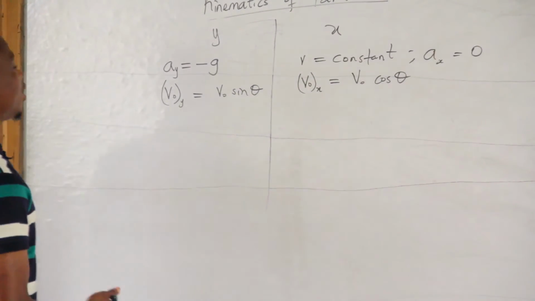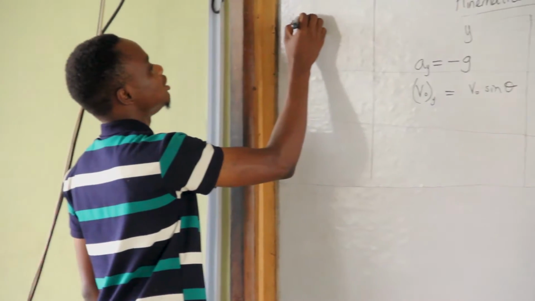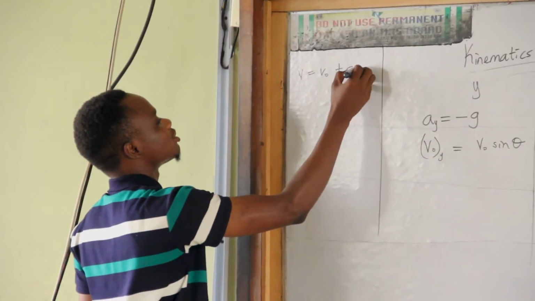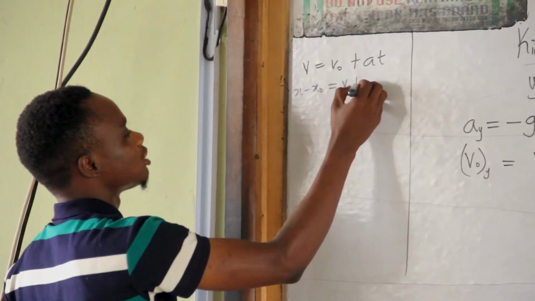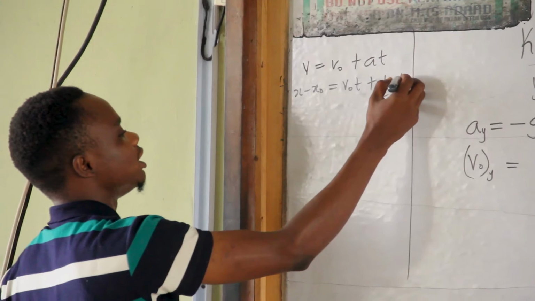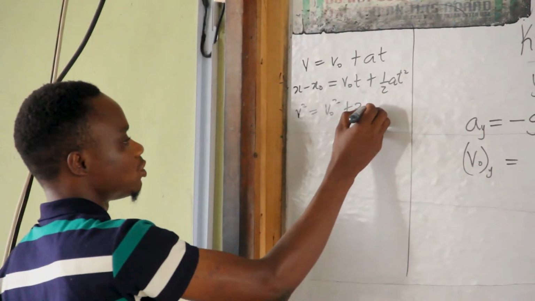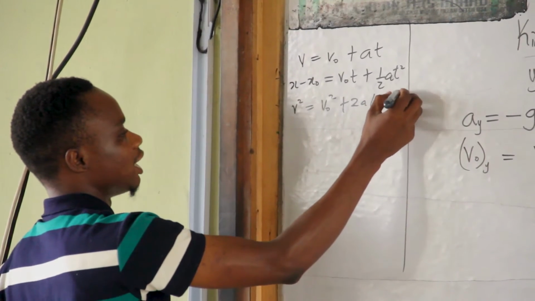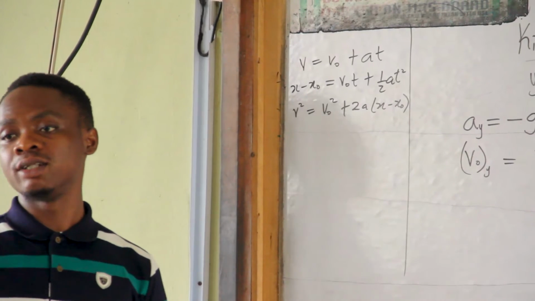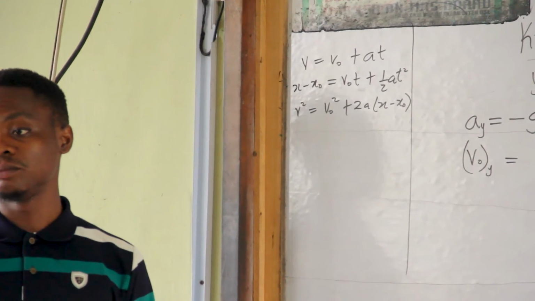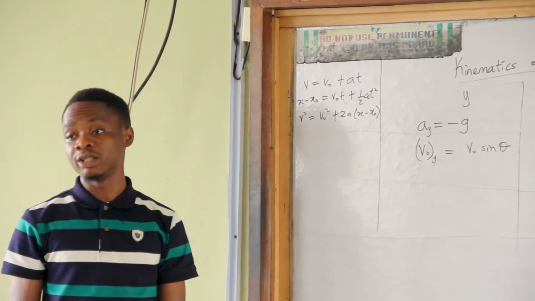You will recall that for our uniformly accelerated motion, v is equal to v0 plus at, x minus x0 is equal to v0 t plus 1/2 at squared, and v squared is equal to v0 squared plus 2a(x minus x0). So x and x0 are used to represent the position coordinates. When dealing with the y component, I'll be using y and y0. Does it make sense to you?